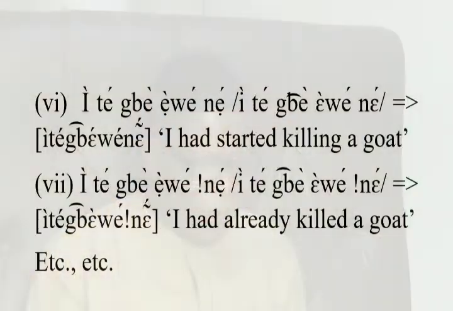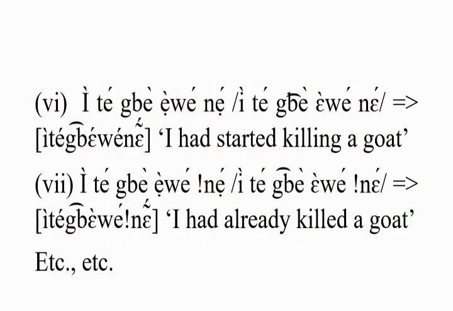Then let us look at the other one. 6. Itegbe ewe. I had started killing a goat. Itegbe ewe. That is, maybe somebody has started the action of killing a goat, and then they say, no, it's not time. Different from the next one. I had already killed a goat.